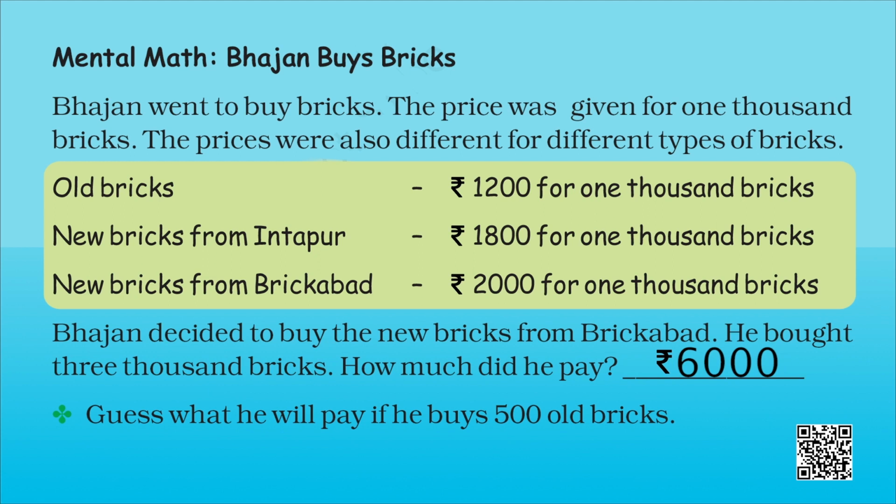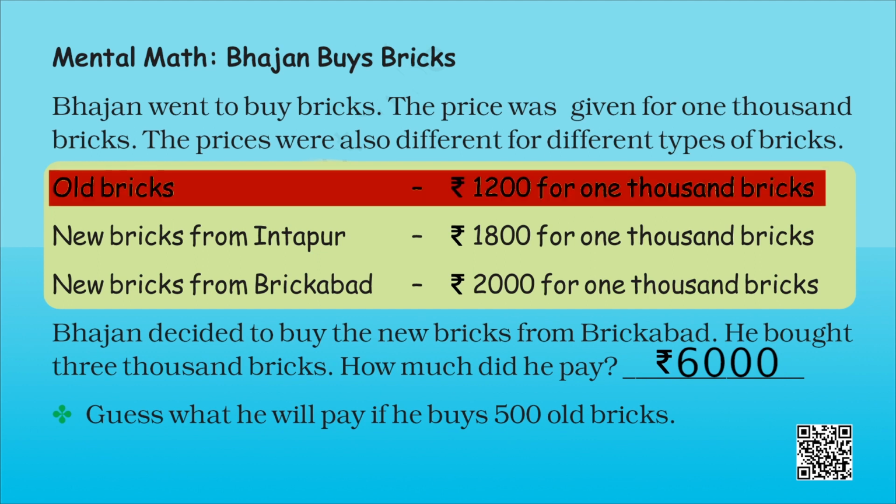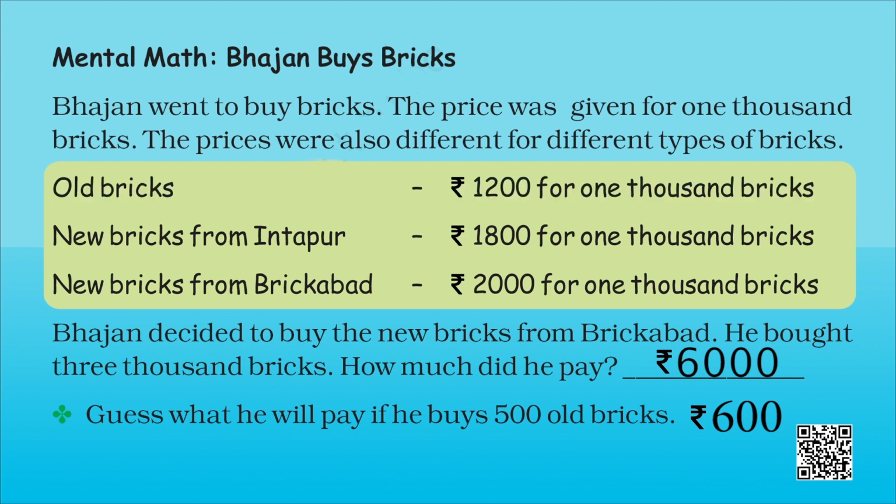Children, can you guess what he will pay if he buys 500 old bricks? Can you do this without writing? Yes, it's so simple. We know the cost of 1000 old bricks is rupees 1200. And for 500 bricks, he has to pay just 600 rupees. Yes, you are right. Try to make many more questions like these and try to solve on your own.